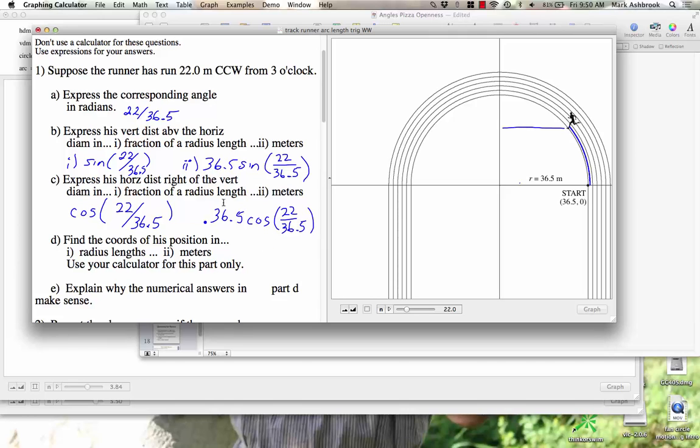Okay, so let's find this one right here, just one of these. 36.5 times the cosine of 22 over 36.5. Did anyone get that? Anyone have that number? No, this whole thing. 36.5 times the cosine of 22 over 36.5. 30.07. Why does that number make sense? 30.07 what? No, 36.5 is the radius. It can't be the radius. It's got to be a fraction of the radius, right? It's meters. Why does that number make sense? Taking that fraction of 36.5.